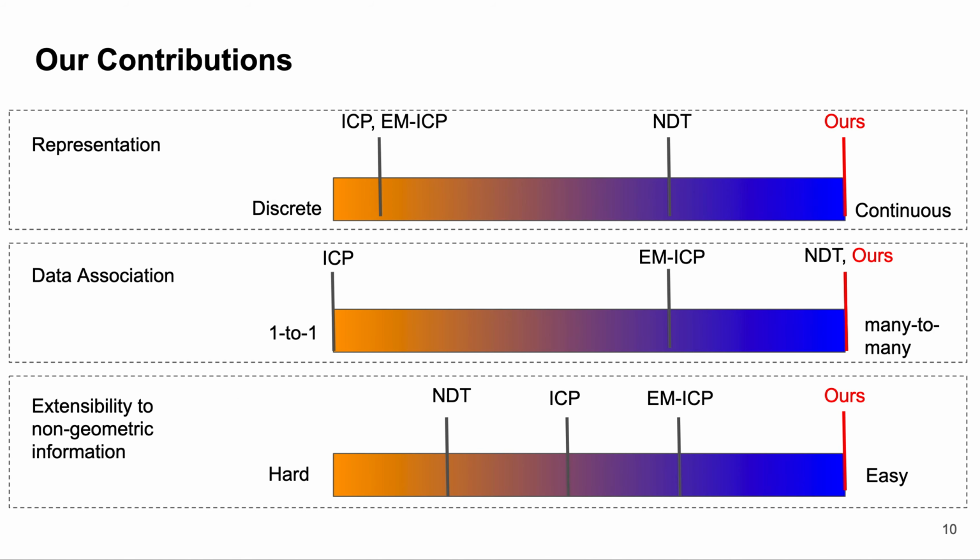In this work, we propose a new point cloud registration method that is continuous, that doesn't rely on one-to-one data correspondence, and it is easily extendable to non-geometric information like color or semantics.